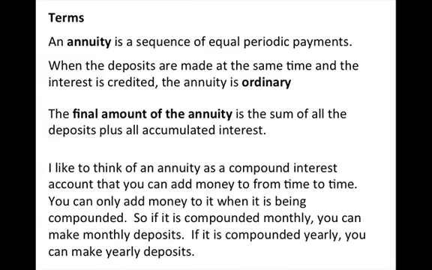In this course, we're going to think of an annuity as a compound interest account that you can add money to from time to time. But for simplicity, you can only add the money to it when it's being compounded. So if it's compounded monthly, you can make monthly deposits. If the account is compounded yearly, you can make yearly deposits. And these deposits are going to be the same amount every time. With this course, we're not getting into the complicated accounts where you deposit different amounts of money each time. We're going to always deposit the exact same amount of money.